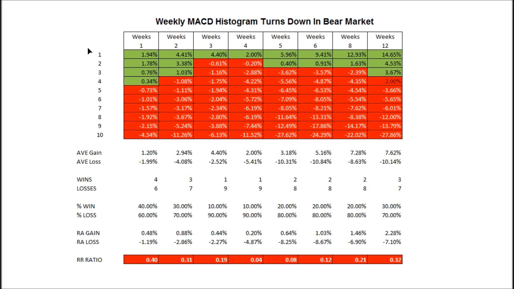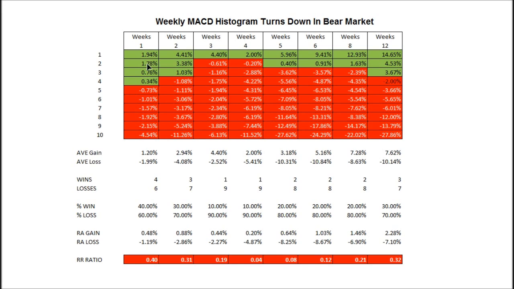So in the last two bear markets, in the dot-com bear market and in the last financial crisis, there were 10 instances where you had that MACD histogram tick down from above the center line when you were in a bear market as defined by a daily chart. All we're doing here is looking at, there were 10 instances. 1 week after that happened, here are the instances where the market went up. Here are the instances when the market went down.